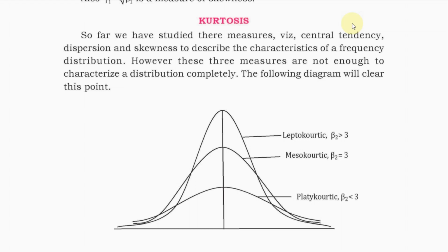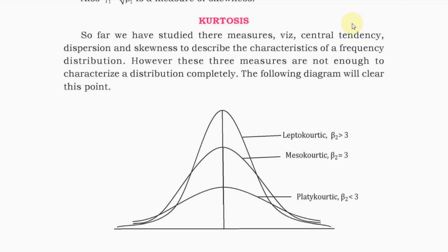In positive skewness, we see that the mean is the greatest value, the median is lesser than the mean, and the mode is lesser than the median and mean. In a negatively skewed distribution, we see that the mean is the least value, the median is greater than the mean, and the mode is the highest value, greater than the median and mean.